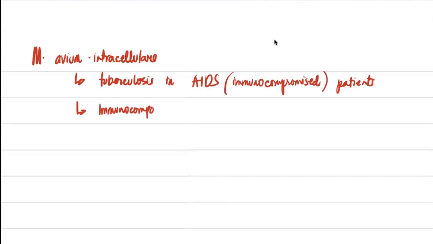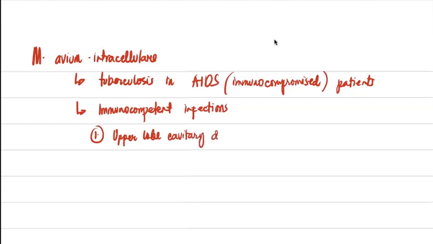And usually, there are 3 forms of infection in immunocompetent individuals. So, the first form is an upper lobe cavitary disease. An upper lobe cavitary disease that is also resembling tuberculosis. So let's just put TB-like, that is seen in heavy smokers.